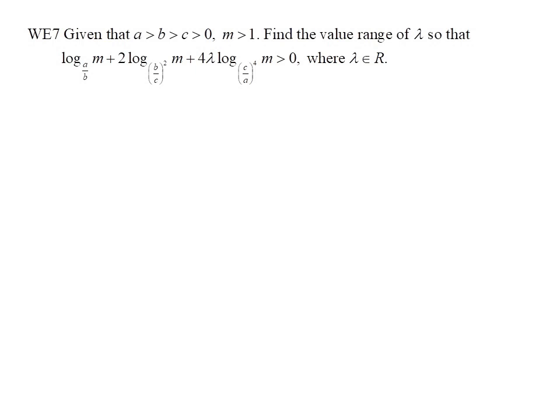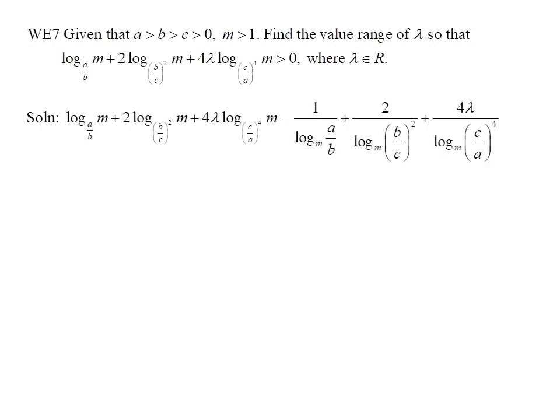To answer this question, we need to transform and simplify the left-hand side of the inequality, which equals 1 over logarithm base m of (a over b) plus 1 over logarithm base m of (b over c) plus λ over logarithm base m of (c over a).